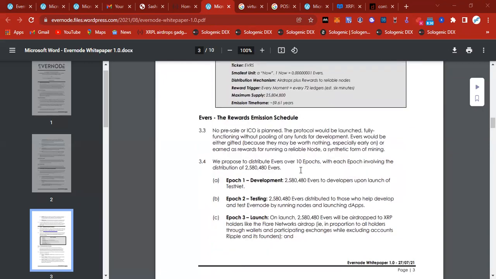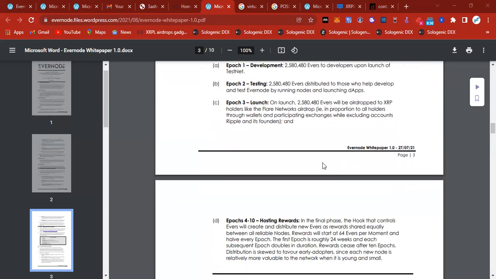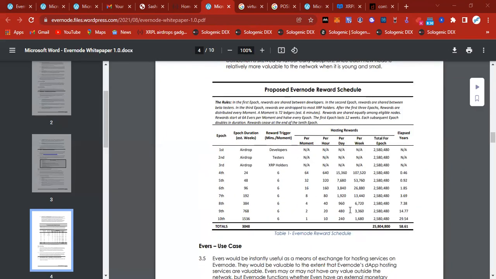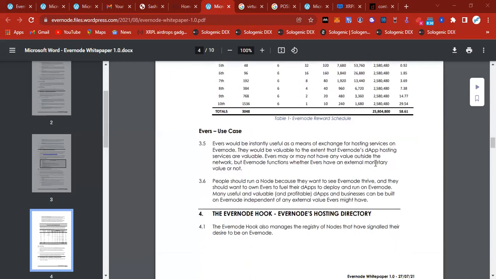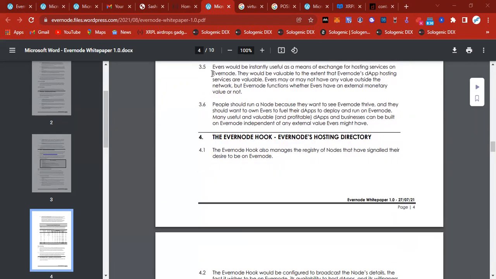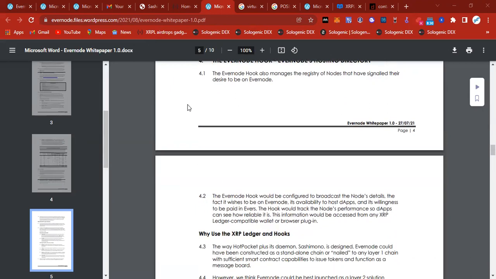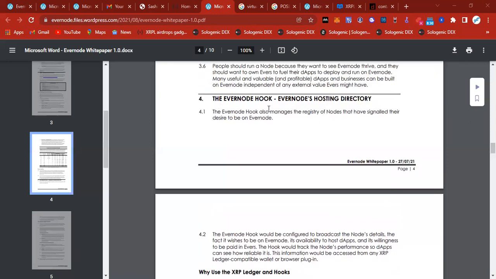Like I said, here are the 10 epochs. These are just the little things that tell you what's going on, and some more information on how it's distributed, numbers, and all of that stuff. The use case for Evers is really just for instant transfer. This money is programmable, so it can do whatever you want it to do. And that's where I was getting at when I asked if these tokens even really matter.